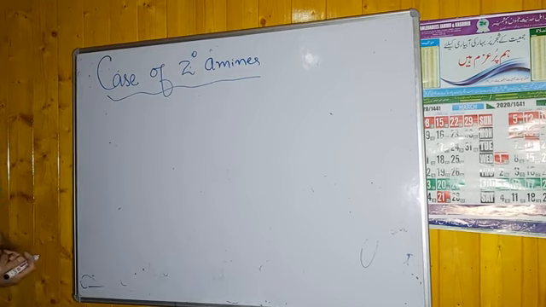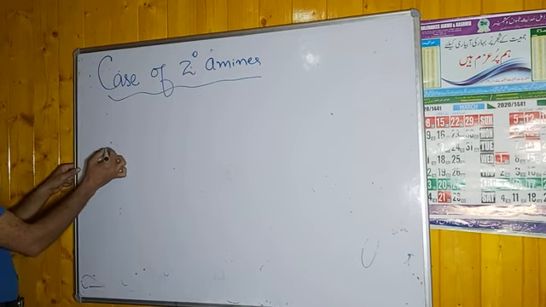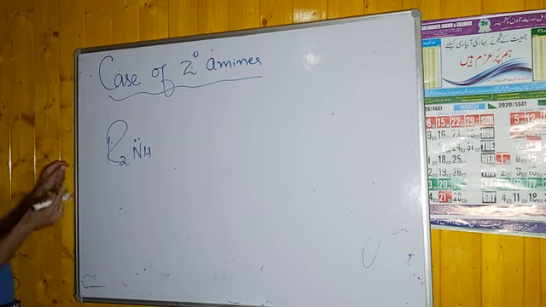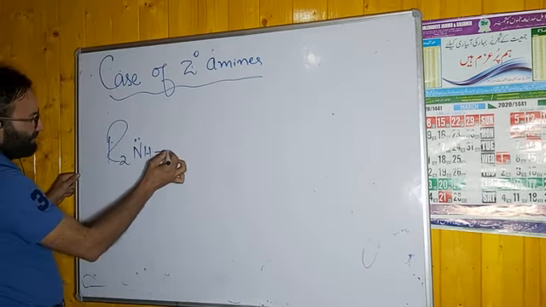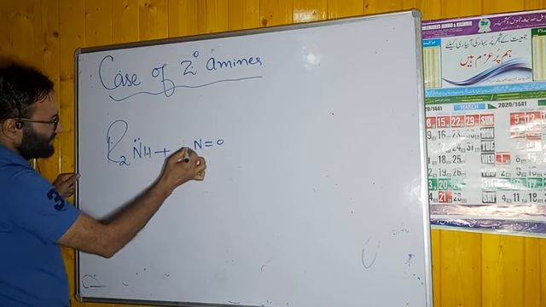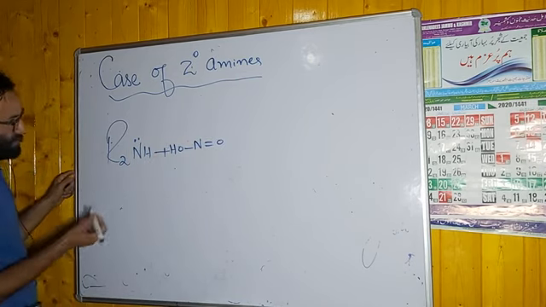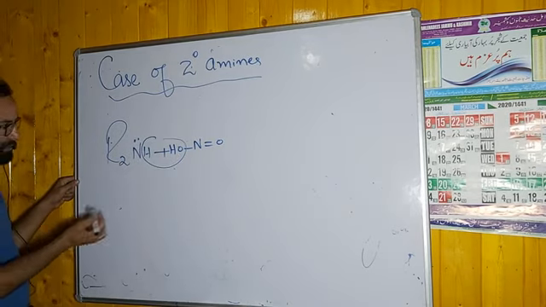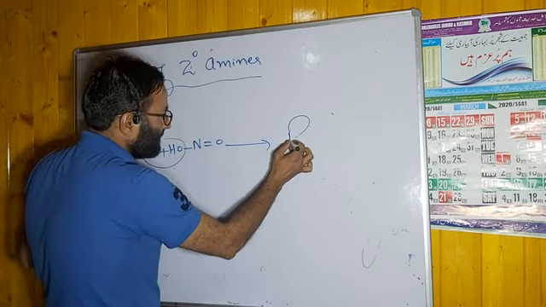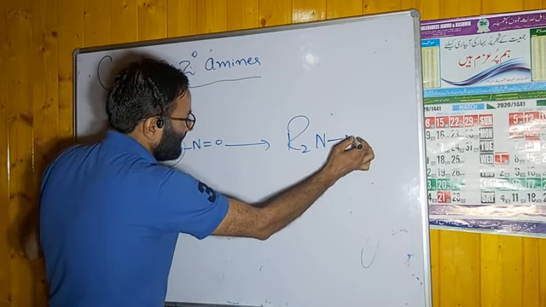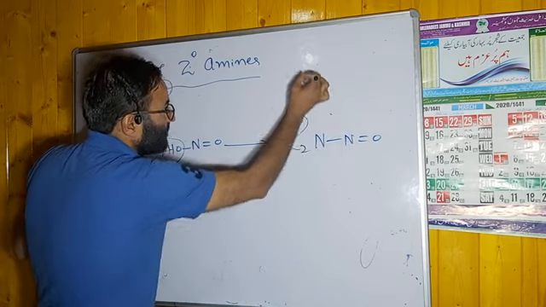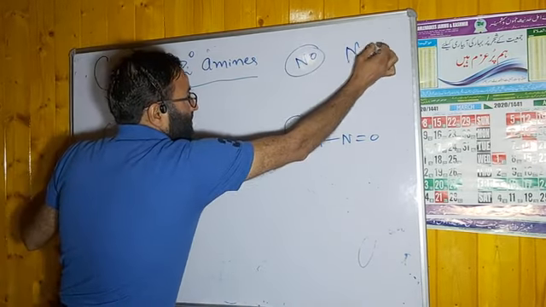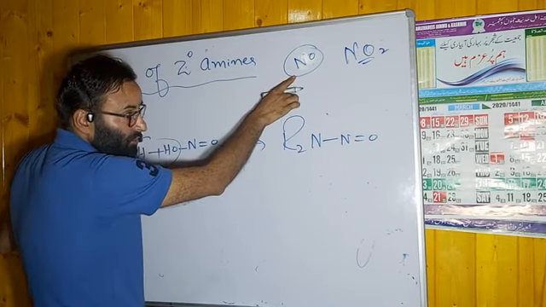On this point, how the reaction proceeds, you will have, let us say, R2NH. It is secondary amine. What happens? Plus nitrous acid. Nitrous acid ka structure ye hai, OH. This is nitrous acid. H will come out in the form of water. What you will have? Isko hum kehte hain R2N-N=O, N-nitroso. NO ka naam hai nitroso. Nitronium nahi hai. Nitronium ho gaya NO2. Ye ho gaya nitroso. Phir iska naam kya aayega?